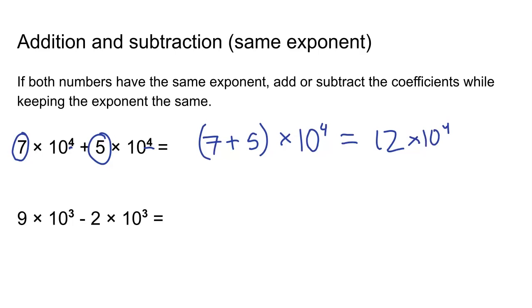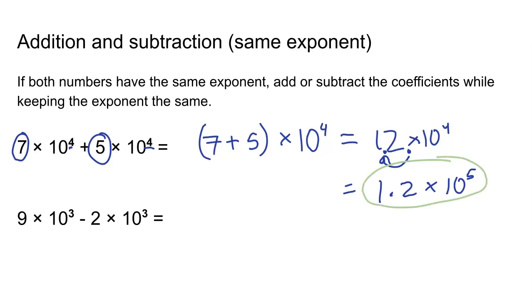But here, 12 is greater than 10, so you need to convert it to a number that's greater than or equal to 1 but less than 10. So you need to move the decimal one place to the left. So that becomes 1.2. And since you move the decimal point to the left, which means you decrease the number by a factor of 10, you need to increase the exponent by 1, so the value remains unchanged. So the 4 becomes 5. So the final answer is 1.2 times 10 to the 5th power.